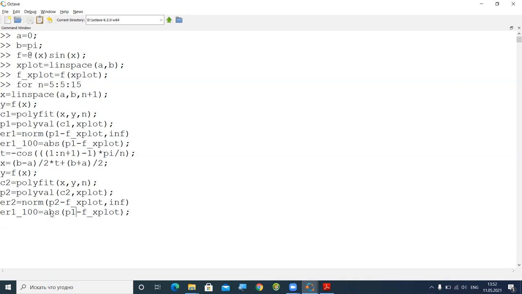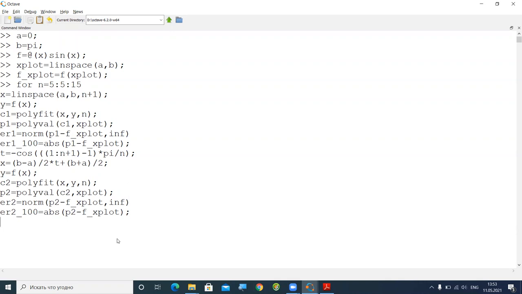So here we have P2 and error two. Okay. Again, the uniform norm of the interpolating error here and the absolute norm, the absolute error here. Now we need to draw the graph. How to draw the graph?